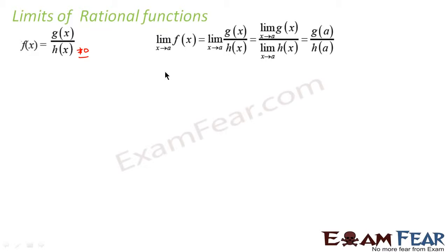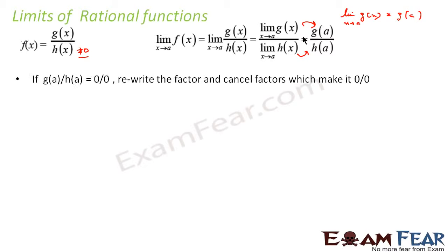And we also know that the limit of g(x) where x tends to a is nothing but g(a). So that's why we have written this as g(a). And similarly, the limit of h(x) where x tends to a is h(a). So we can say that the limit of the rational function where x tends to a is nothing but g(a) by h(a), where f(x) is in g(x)/h(x) form.